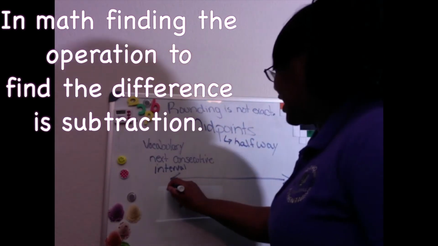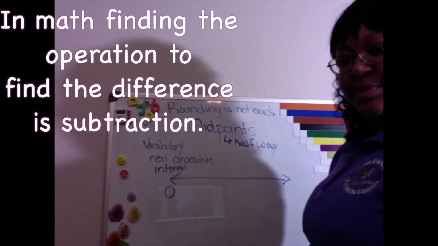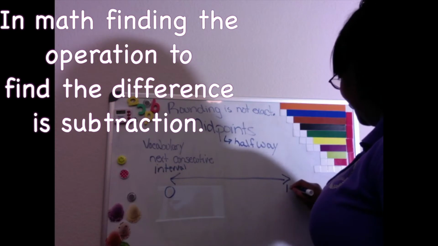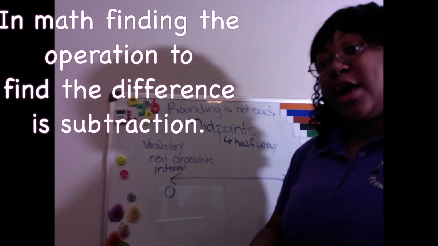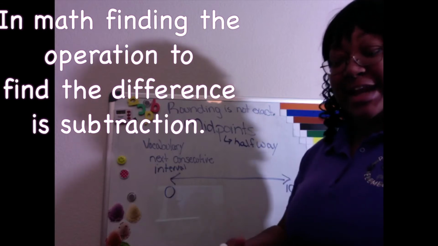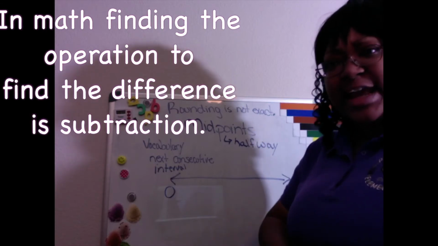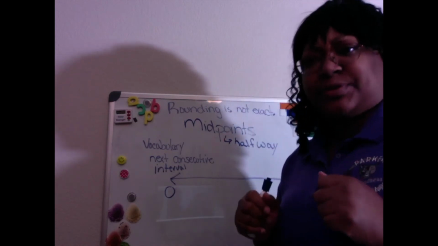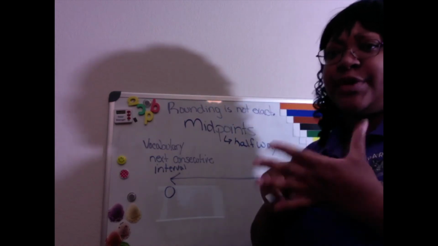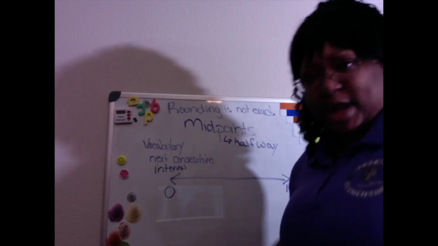So let's say I'm here at 0 and this is 10. I want to round to the nearest 10. So the multiples would be when you're skip counting by 10, those are multiples of 10. 10, 20, 30, 40, 50, 60, 70, 80, 90, 100.